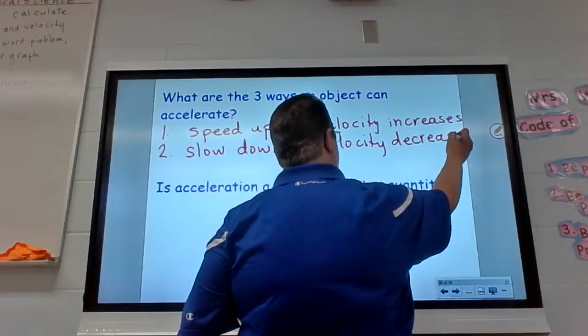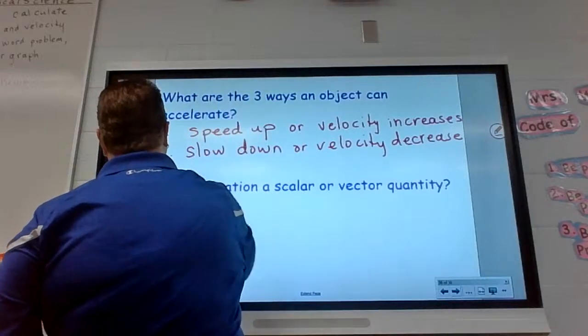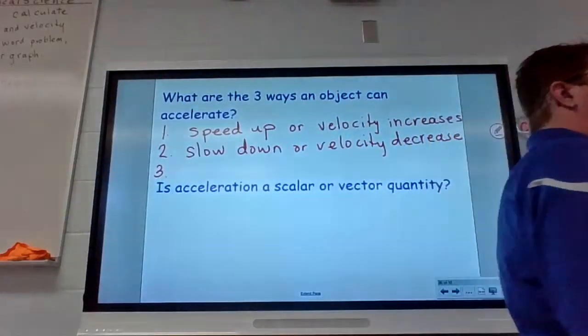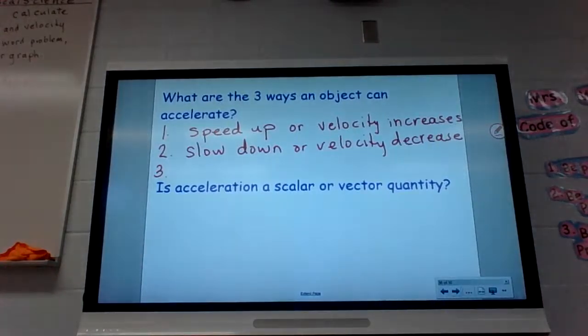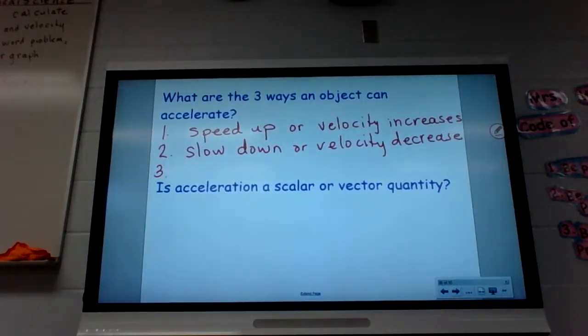All right. So for the last one, I'm going to give you a hint. Tell me the definition for velocity again. Not the definition for acceleration, for velocity. Speed with what? So we've already talked about change of velocity by increasing or decreasing our speed. What is the other part of that definition, next to speed? Direction. So how can I accelerate? Change direction. There you go.